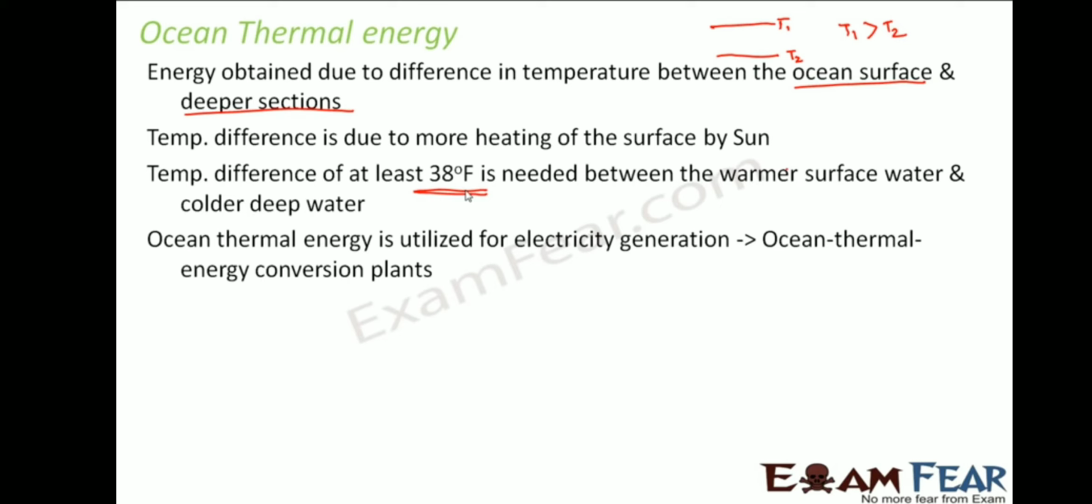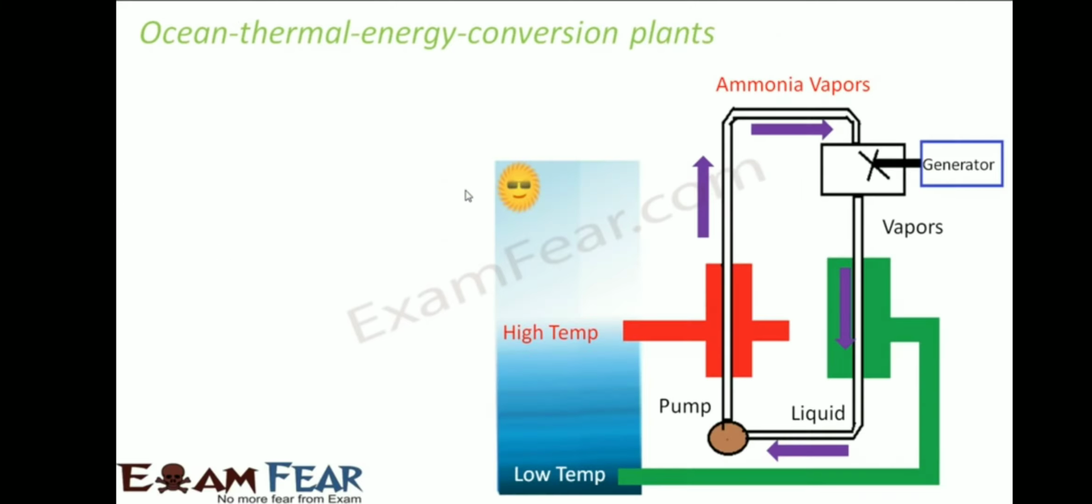Like how you saw the setup for wave energy, the setup for tidal energy. For tidal energy anyways you just construct dams. But in the case of ocean thermal energy, we have something called ocean thermal energy conversion plants. There, ocean thermal energy is converted into electricity. So let us have a quick look at the ocean thermal energy conversion plants. This is a rough diagram which shows the basic working of ocean thermal energy conversion plants.